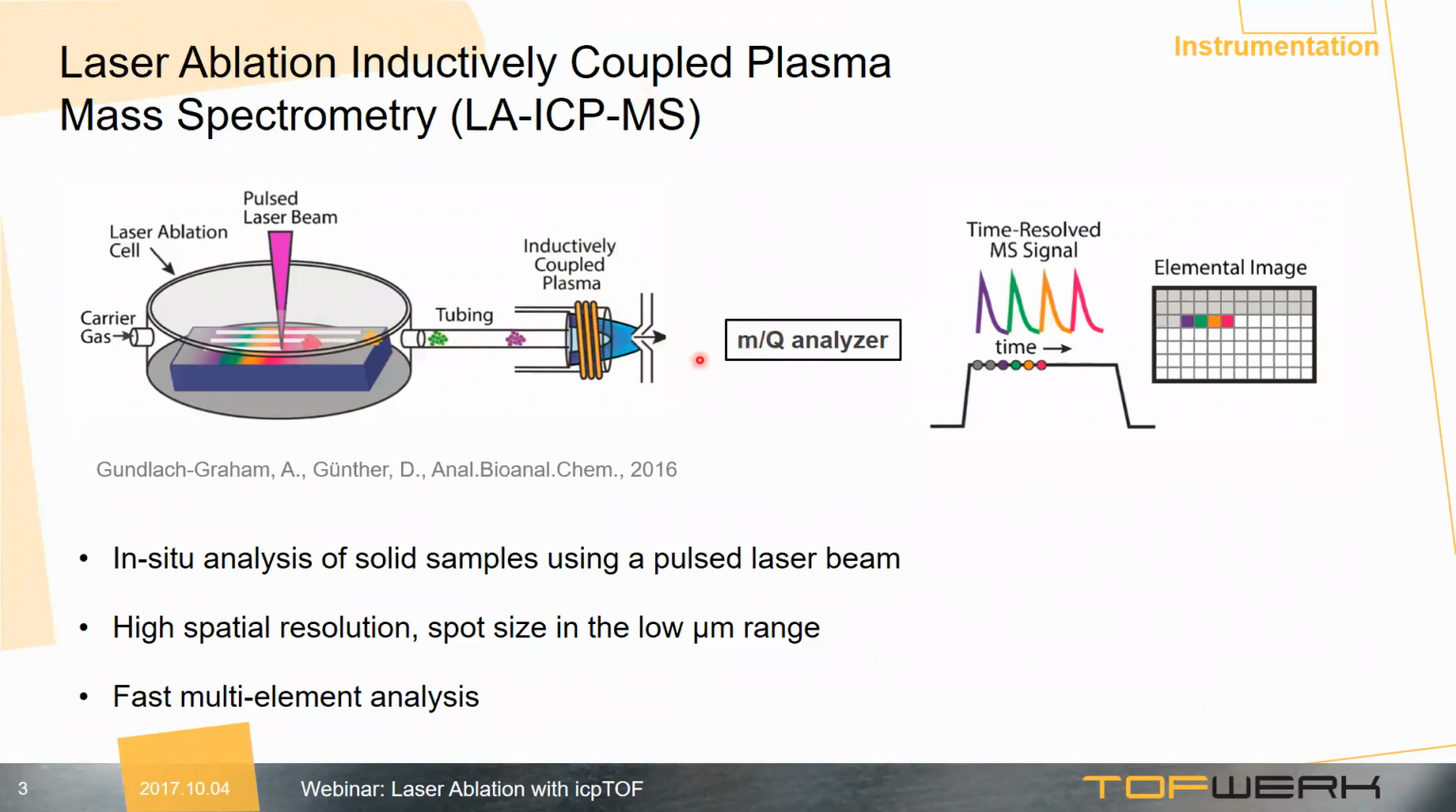The main advantages of laser ICP-MS is that you have fairly high spatial resolution. With modern laser ablation systems, you can go down to 1 micron in laser spot size. It's also a good method if you want to measure a lot of elements at once. You can measure major, minor, and trace elements together, so it has a good linear dynamic range.